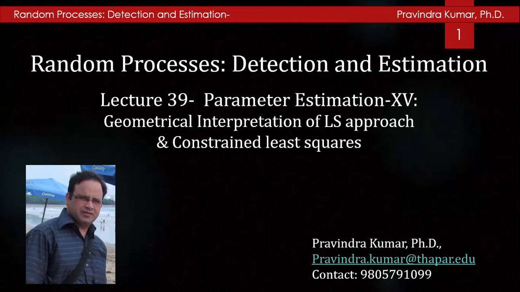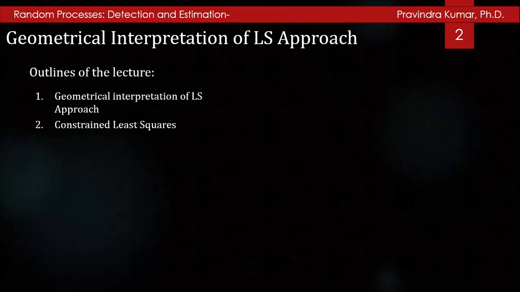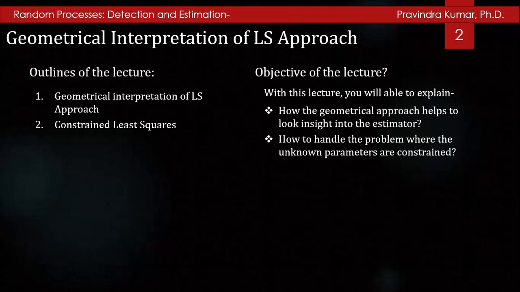In the previous lecture, we discussed the least square approach and linear least square. In this lecture, we will discuss the geometrical interpretation of the least square approach and constrained least square. The outline of this lecture is the geometrical interpretation of the least square approach and constrained least squares. The objective of this lecture is that you will be able to explain how the geometrical approach helps to look inside the estimator and how to handle the problem where the unknown parameters are constrained.